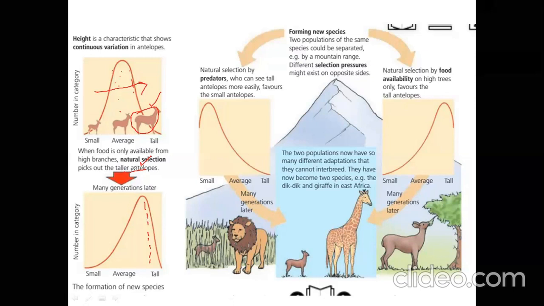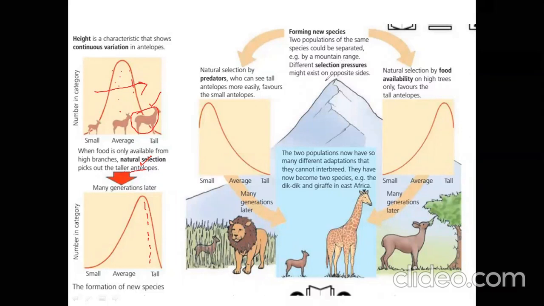Okay, now in the last lecture, we also discussed that environmental changes can lead to the origination of new species on the surface of the earth. Now let's suppose two populations of the same species. We are selecting here one species, right? Okay, antelope. How will two different populations or two different species originate from that? Two different species will originate from that on the basis of environmental exposure. Their exposure to environment. Am I clear? Now, two populations of the same species could be separated by a mountain region.